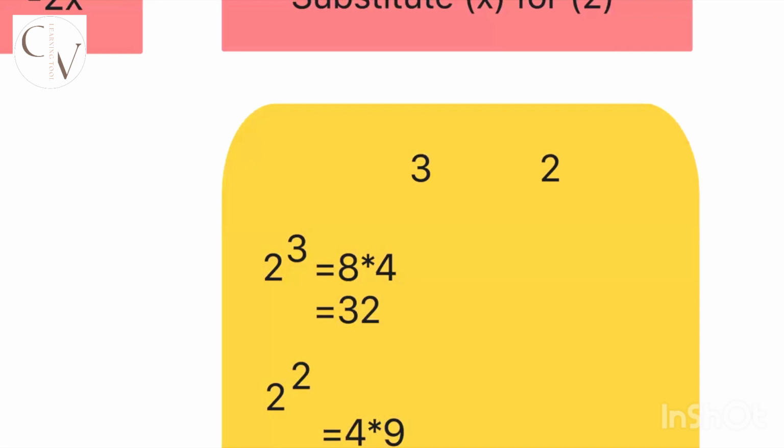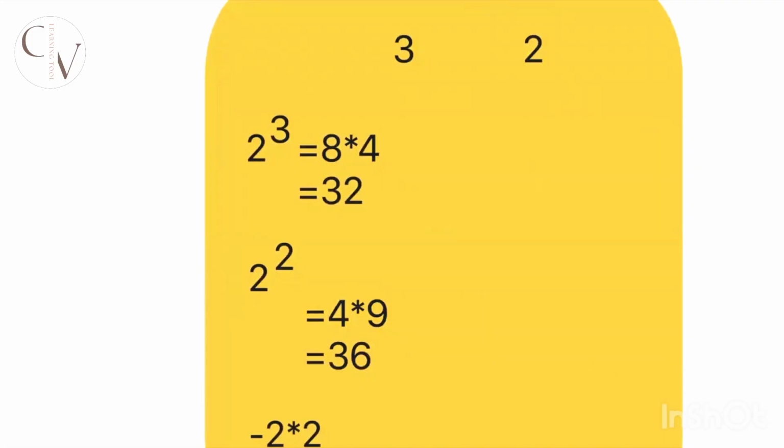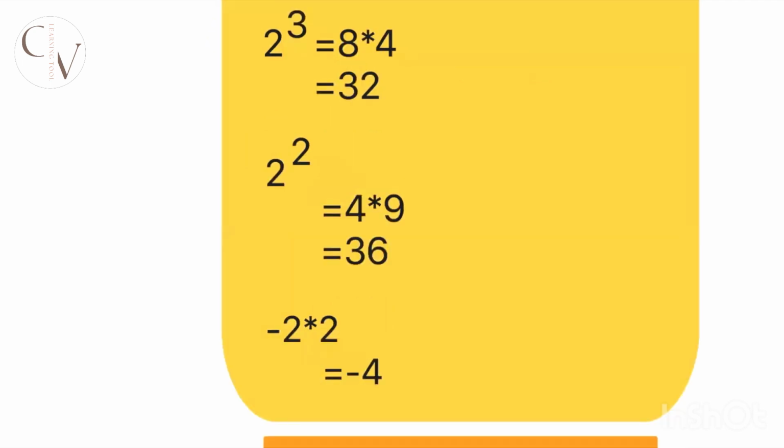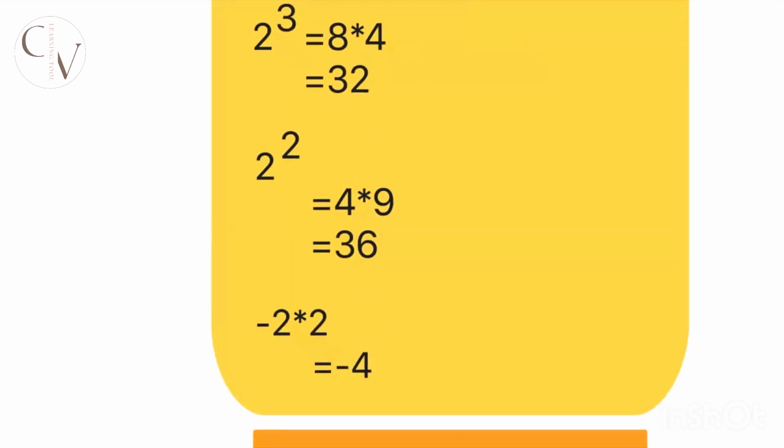So now it's time to solve. First of all, we need to solve for the exponents. So in the first term, 2 to the third power would be 8. And now we need to multiply it by 4, so the answer would be 32. In the second term, 2 to the second power would be 4, times 9 would be 36. And in the final term it would be minus 2 times 2.